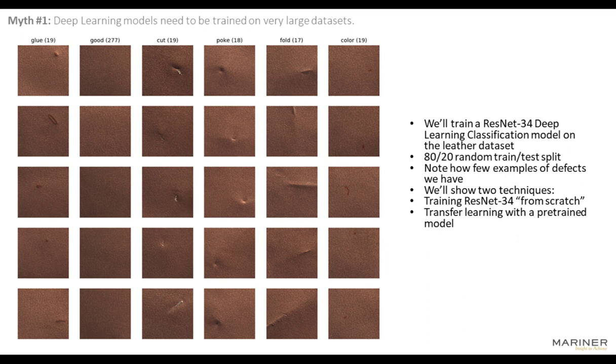We'll do an 80-20 split, so we'll randomly reserve 20% of our data for testing, and we'll train on 80%. And we'll show you two techniques. The first technique we'll show you is training ResNet34 from scratch. When you train these models initially, you initialize them with random weights, and they learn these weight values that do the image classification.